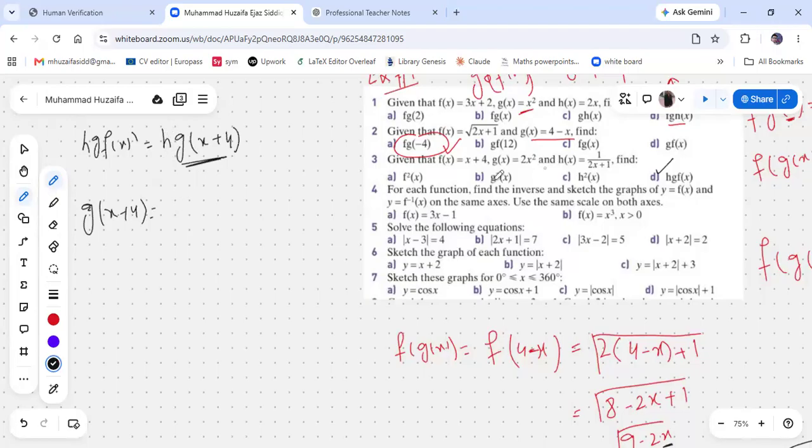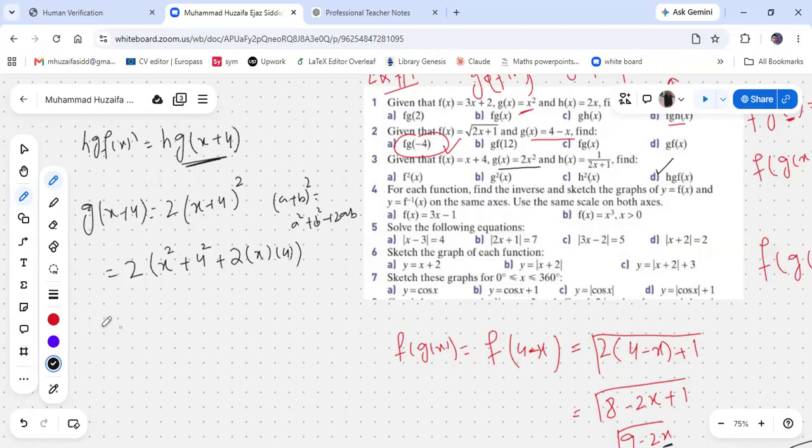So in the g function, where is the g function? Our g function is this one, 2 of x square. So I'm replacing with x plus 4 whole square. So it gives 2 into x plus 4 square. So we have a plus b whole square. How can we open it? This is a square, this is b square, this is 2ab. So in this format, we are finding x square, this is 4 square, and this is 2ab, 2 into x into 4. Got it?